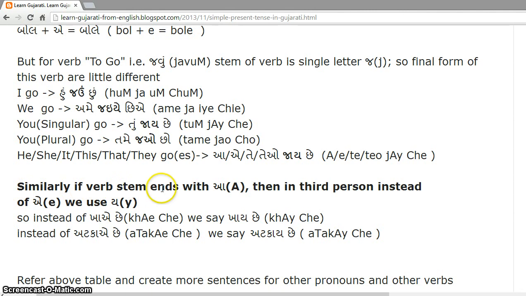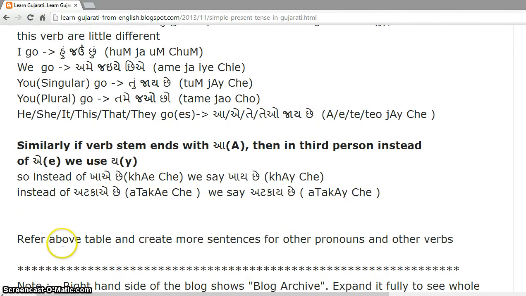Similarly, if the verb stem ends with a, then in third person, instead of e, we use ye. So, instead of kha e che, we say khae che. Instead of ataka e che, we say atakai che. So refer to the above tables and create more sentences using the verbs we have seen before. Thank you.